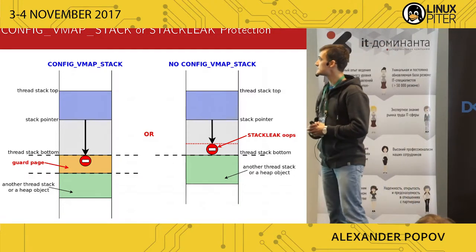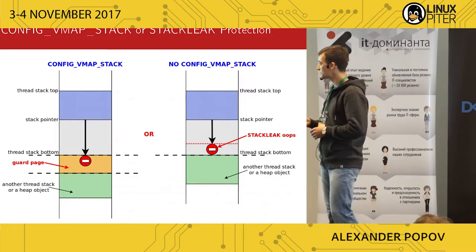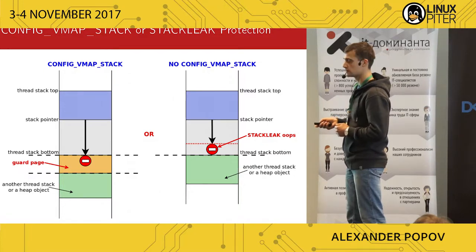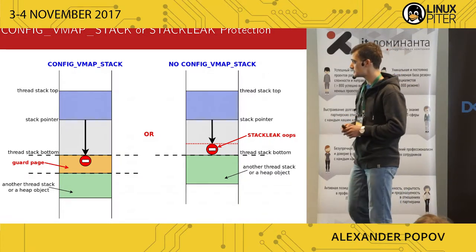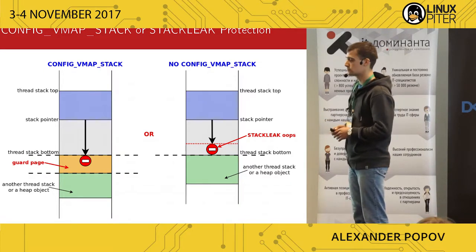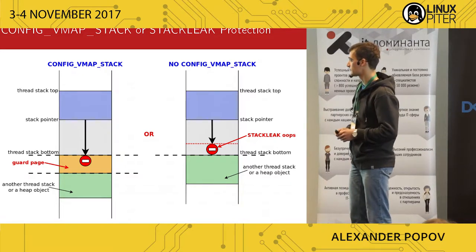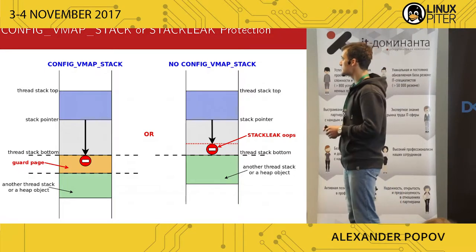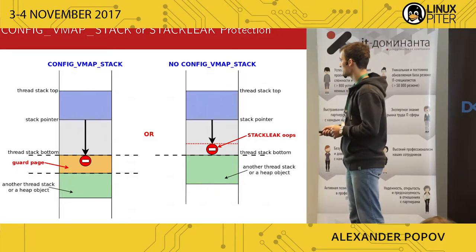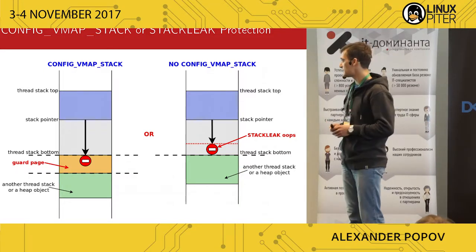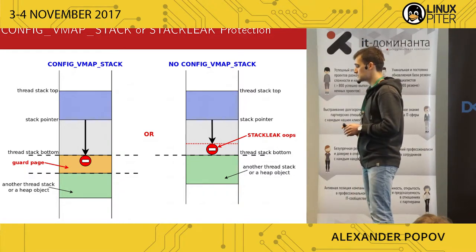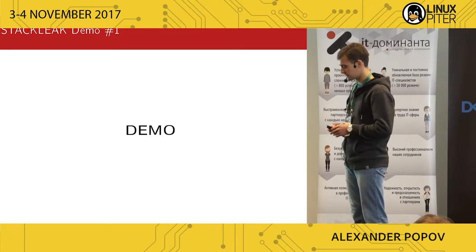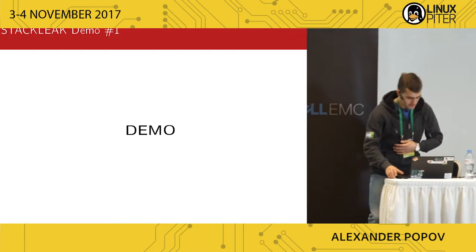But CONFIG_VMAP_STACK and StackLeak provide mitigation of such an attack. CONFIG_VMAP_STACK adds a so-called guard page next to the thread stack. And when this guard page is accessed during stack growth, we have a fault killing the exploit process. If VMAP_STACK is disabled, StackLeak helps against such an attack again. There is a special check which StackLeak provides, which triggers the kernel oops when the stack grows lower than a special threshold. So this kind of attack is mitigated again. I will show how StackLeak does it.